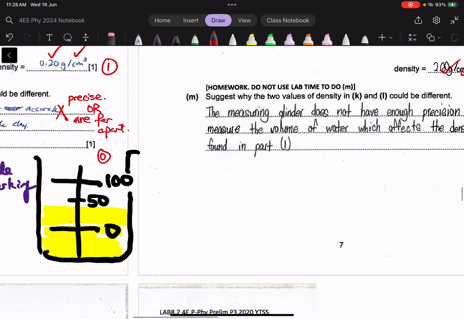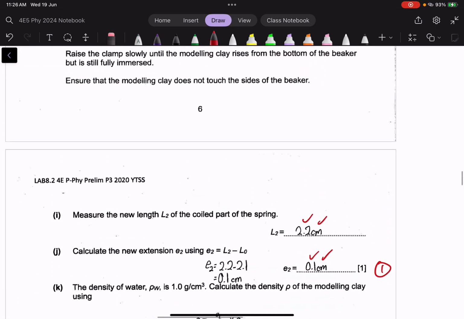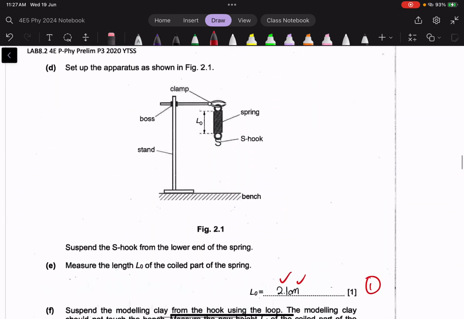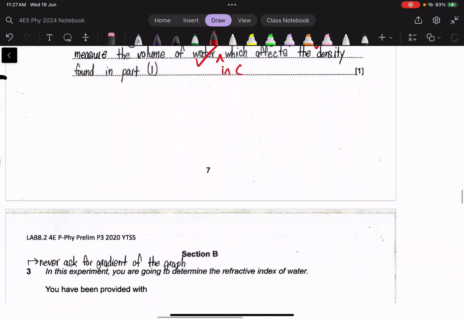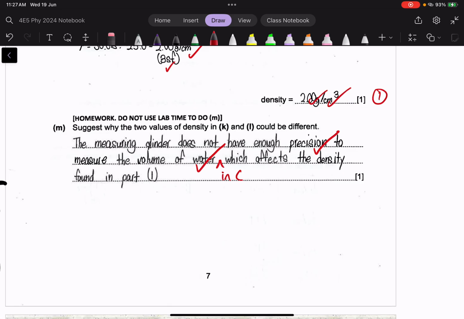So this one they will be a bit strict. Measuring cylinder does not have enough precision to measure the volume of water. In which step? In step C. Step C or B lah, depending. In B lah, okay? In C lah, in C, which affects the density found in part L. Okay, this one I will condone that one tiny error and give. So I feel that the third person did a wonderful job.